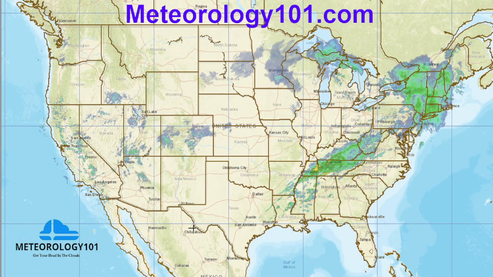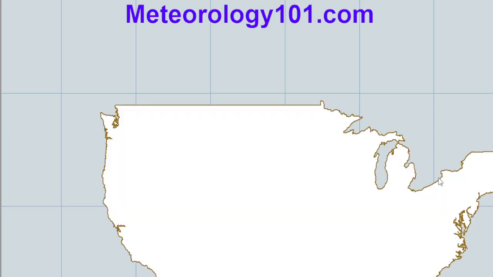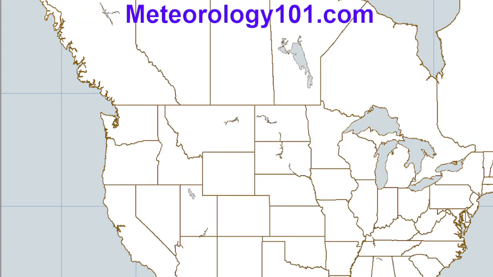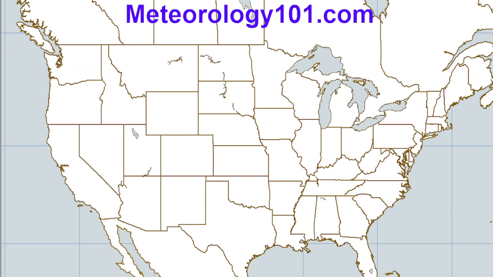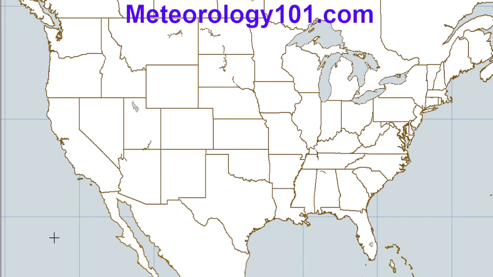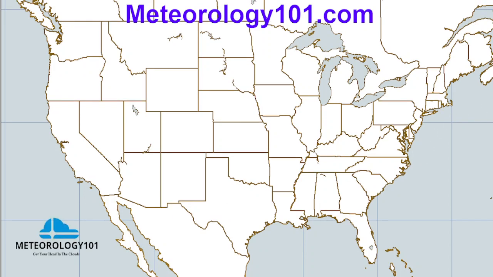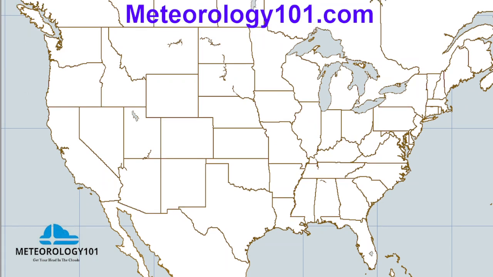So let me get out of that. You can see the radar, like our frontal system. We still have that snow over the higher elevations. I'm going to recenter this map, get rid of all that radar. Get this lined up a little bit. All right, we're still on the surface.